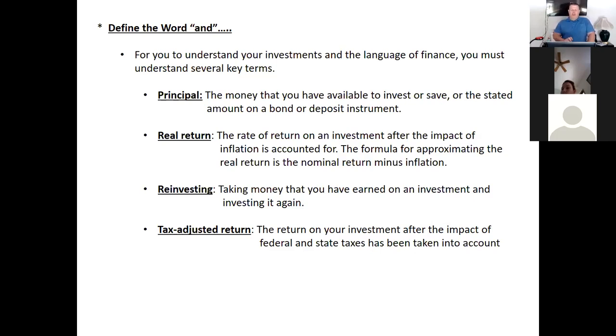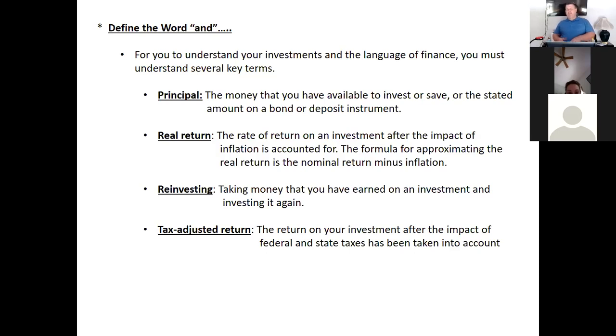The real return is the rate of return on an investment after the impact of inflation is accounted for. So my real return on my $10 with that previously stated inflationary rate of 0.5% would be $15 in 10 years, not the $20 I would actually have. That's the real return. The formula for approximating the real return is just the nominal return minus inflation, and we'll get into that.